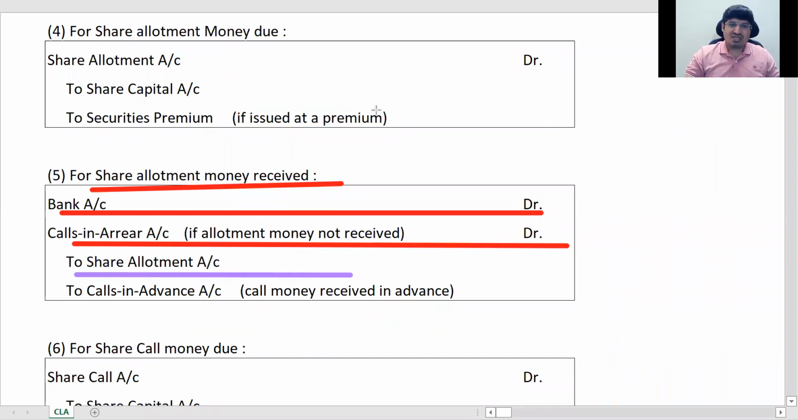And what is this, calls in advance? Some people might pay the future installments now. Some people who are not available or something like that, for all future two installments of 2.5, they'll pay 5 per share on all their shares along with allotment. If that happens, then you have to use this calls in advance, and this money will be added to the bank account. That's how this will be done. You see a problem there, it will be clear.